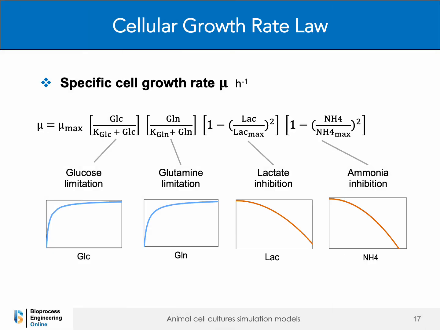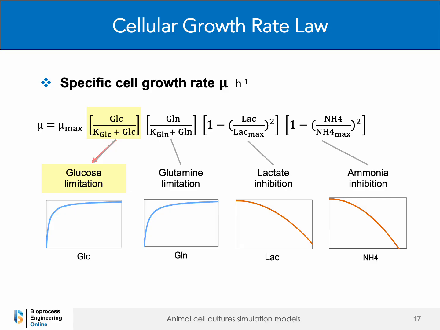The cell growth kinetics are characterized by a maximum specific growth rate, mu max, which represents the growth rate under ideal conditions. That is, when nutrients are abundant and no inhibitory metabolites are present. In this tutorial, we will use a kinetic model for CHO cell cultures, in which the specific growth rate mu is obtained by multiplying mu max by 4 correction factors that account for nutrient limitations and metabolite inhibition.